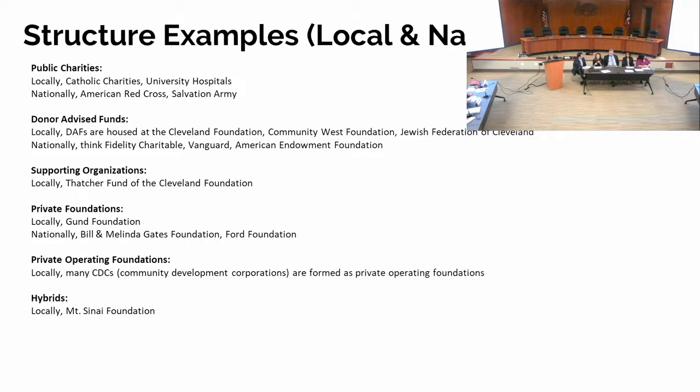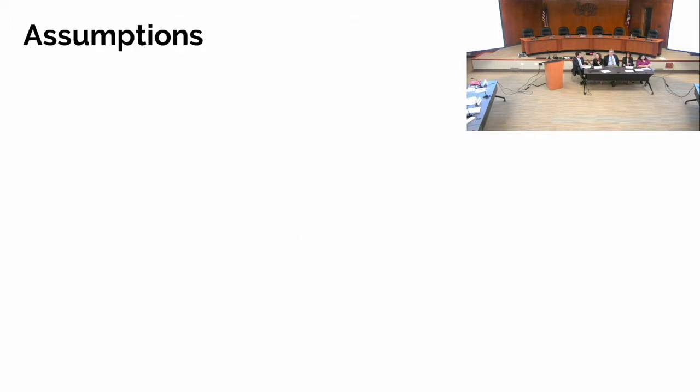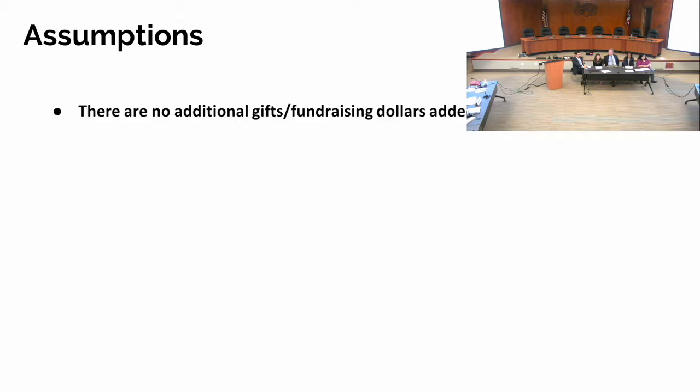So I'm going to turn it over to Mike and the financials. Just before we go through this, so you understand the assumptions that we ran with, we are assuming that there's no additional gifting or fundraising dollars added to the money that's coming in in these scenarios. As far as returns, we're using the 5% return. There are charts that show 4 and 6, but we're using the 5% as an average. We want to be relatively conservative. We're assuming no tax, but we are assuming net of fees.